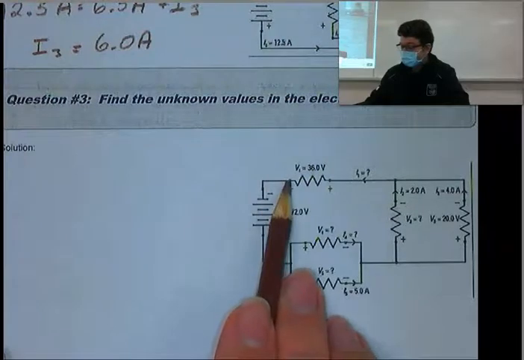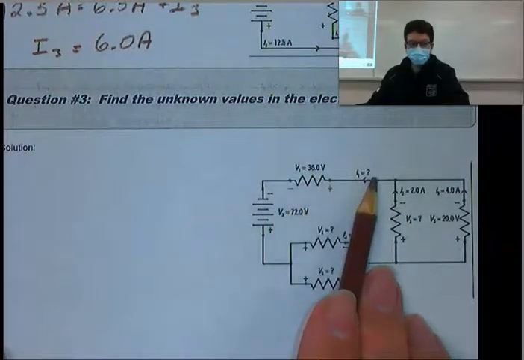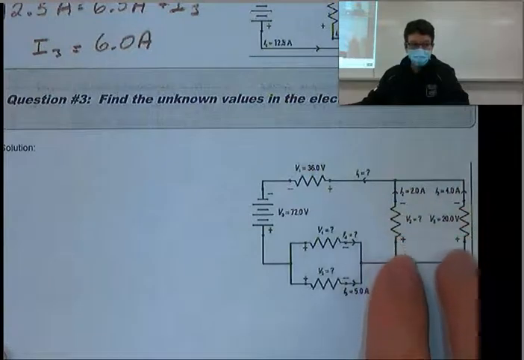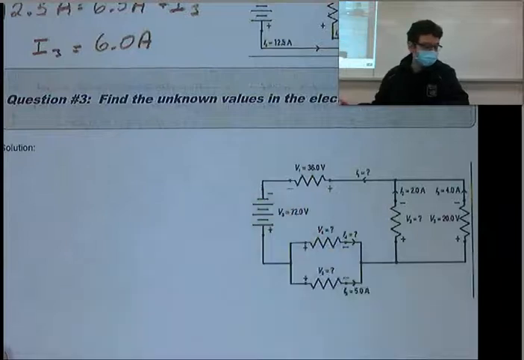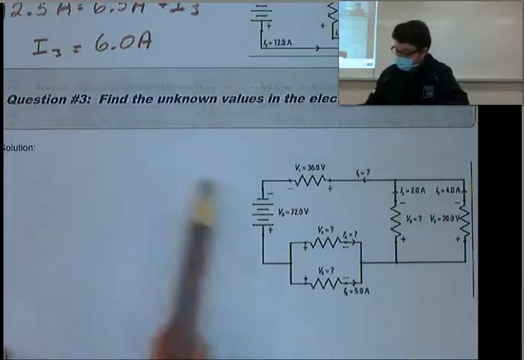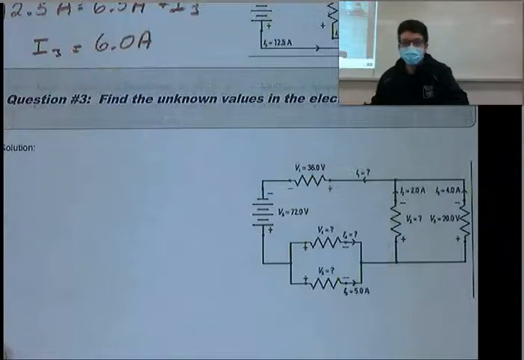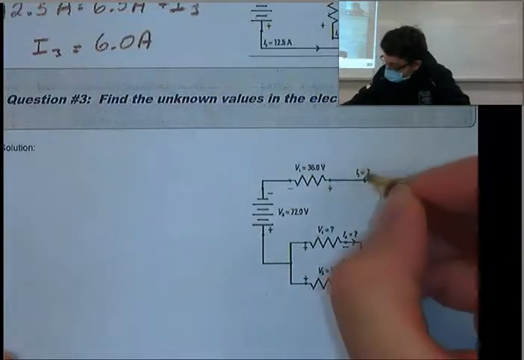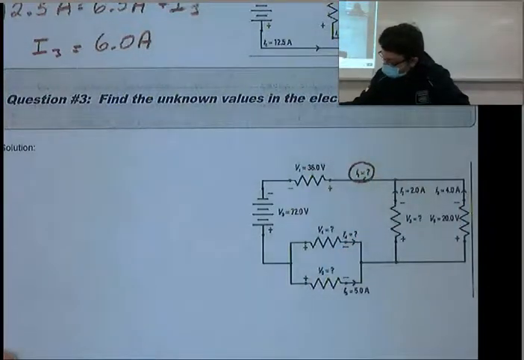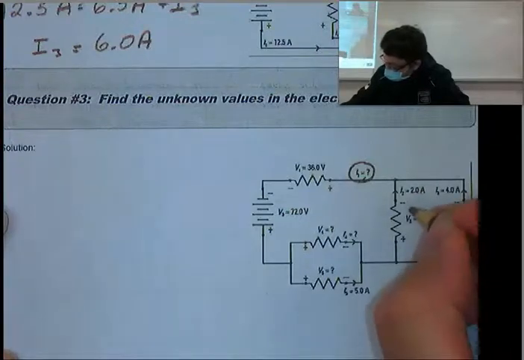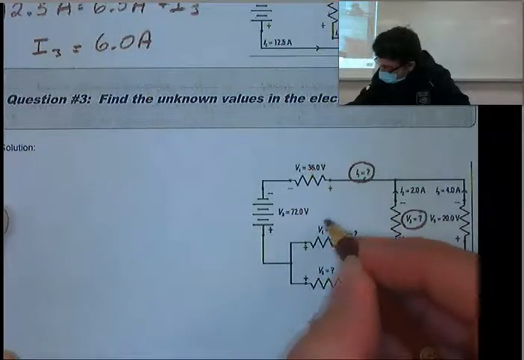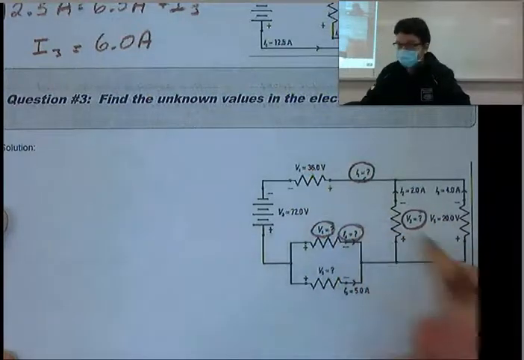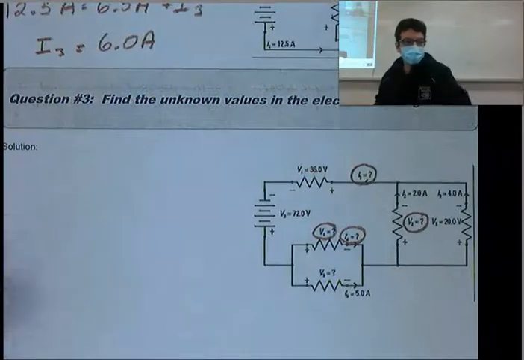Here, the current definitely has to go through this resistor, but then it splits here, and then it comes back together, and then it splits again. So this one might be a little confusing, but we're going to go over it using the 2 Kirchhoff's laws. So it says find the unknown value. So what's unknown? Well, we don't know this current. We don't know this voltage. And we don't know this voltage or this current. So those are the things that we don't know.